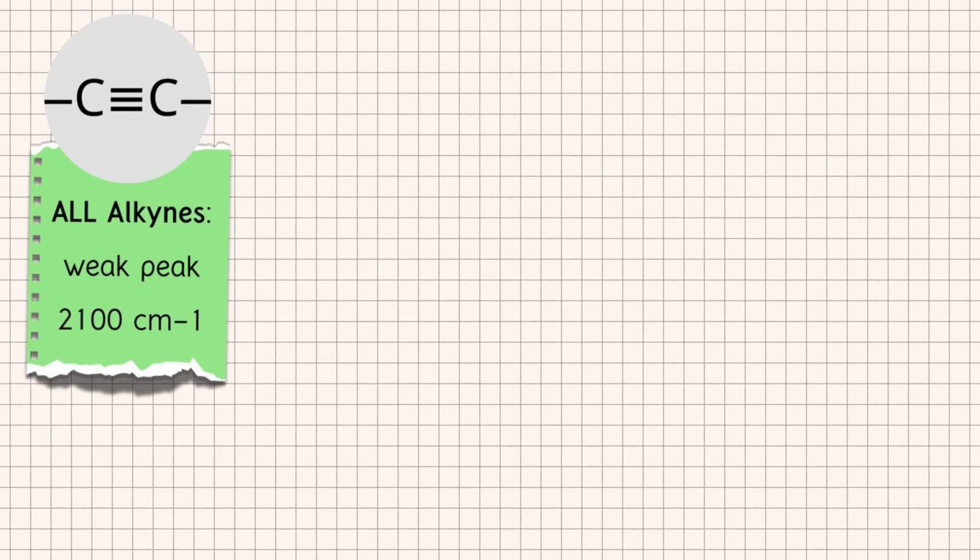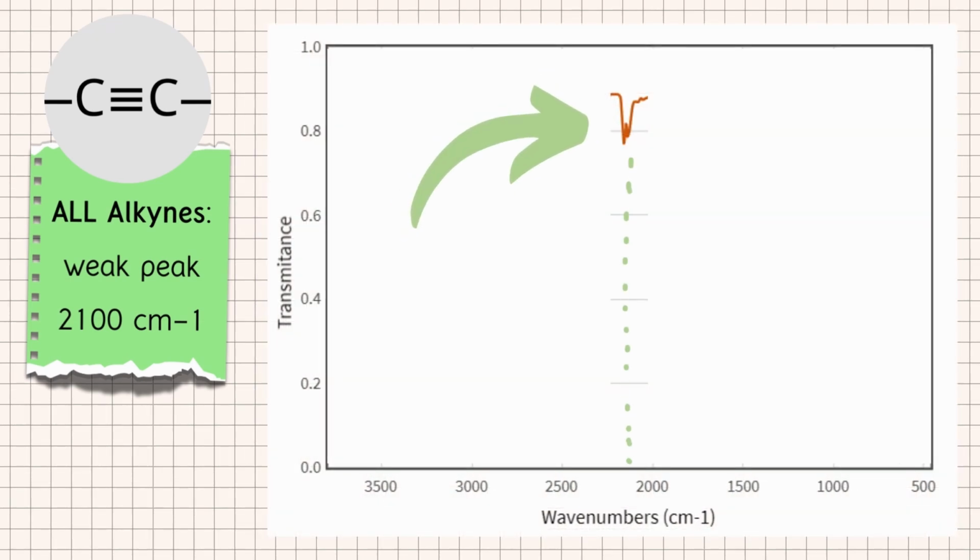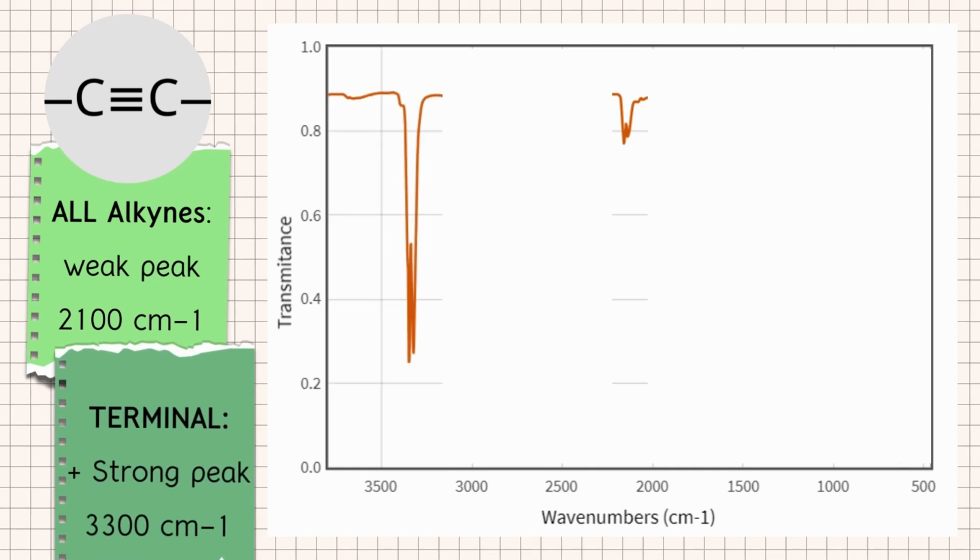Alrighty, next we have alkynes, or carbon-carbon triple bonds. All alkynes have a weak peak around 2100. See that pretty small peak? That means there is some kind of alkyne here. It could be an internal one, where there's carbons continuing to either side of the triple bond, or it could be a terminal one, where it's just pretty much at the end of the chain. To know if it's terminal, you'll also have a bonus peak, a strong peak around 3300, like shown. So if both of these peaks are shown, it is a terminal alkyne. If just the weak peak is there, that means there's an internal alkyne.